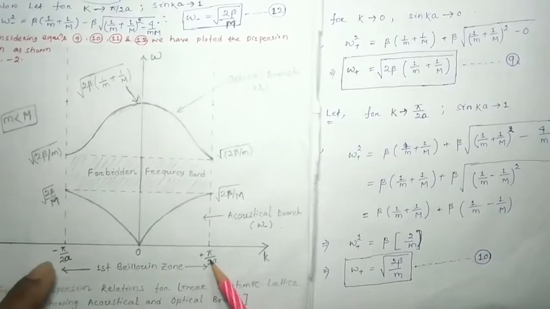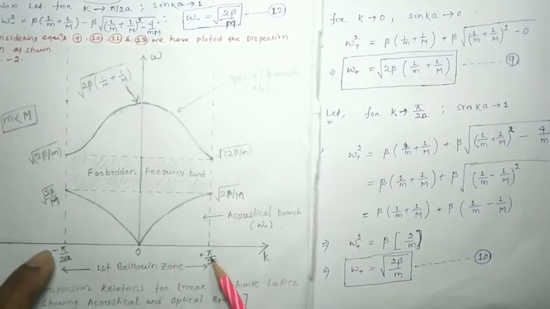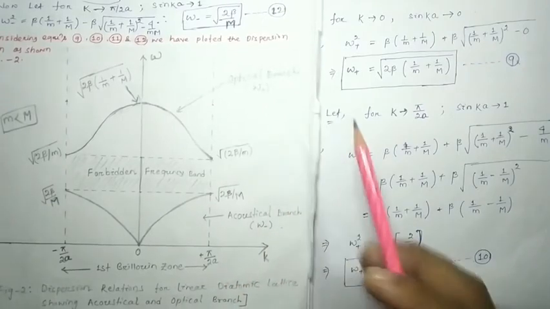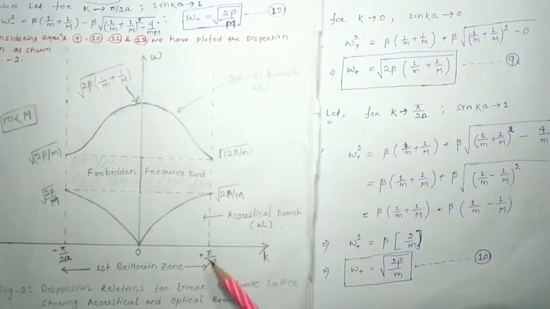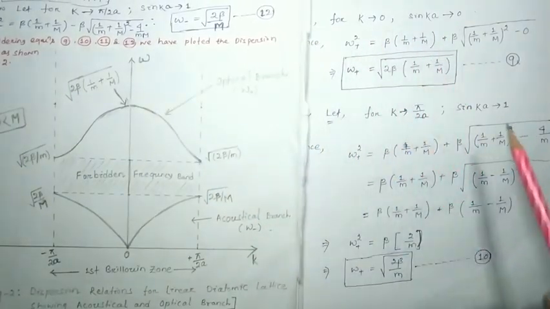So in between that, the region will be called the first Brillouin zone. In case of monoatomic, we found minus pi by a and plus pi by a, the range. And here we found, in case of diatomic, it will be minus pi by 2a and plus pi by 2a. So this will be the first Brillouin zone, and first we have to consider at pi by 2a what will be the value of omega plus and omega minus.